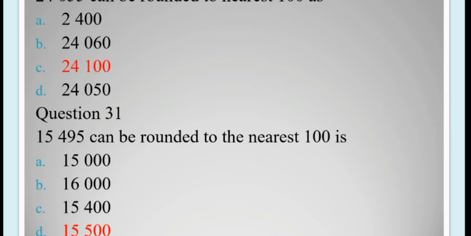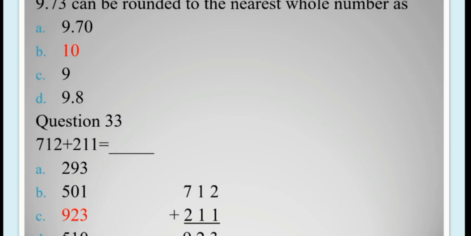In question number 30, it is about rounding off to the nearest hundred. As you all know very well, till 50 we round off to the previous hundred, and if it is more than 50 we round it off to the next hundred. It is 25,055. So the nearest hundred is 100. Okay, round it off.